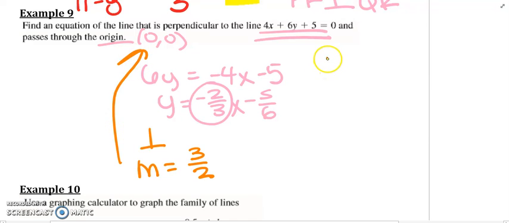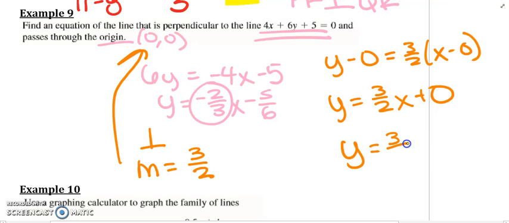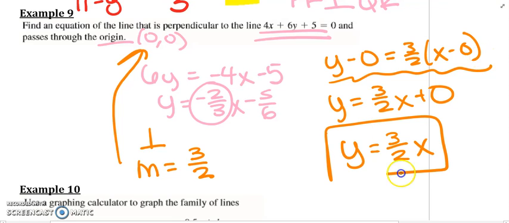And then I'm going to use this point. So I'm going to say y minus 0 equals 3/2 times (x minus 0), or of course you said y equals 3/2 x. And what's my intercept? Well, it goes through the origin. Either way, you reduce, and do reduce. Do not leave this for me, because y minus 0 is y, x minus 0 is x, and you get this.